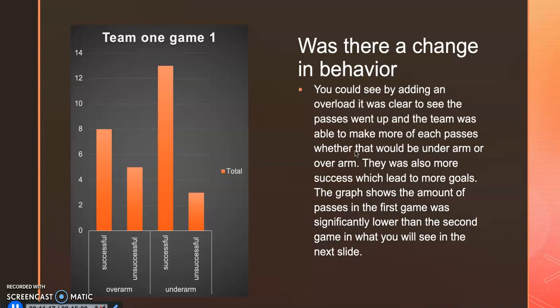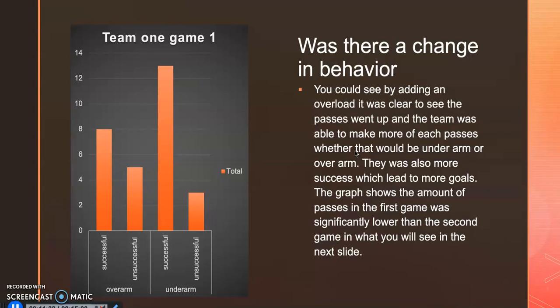So was there a change in behaviour? So what you can see is from game one. So there was a change in behaviour, is what you'll see in the next slide. So this is game one. There were only 13 successful underarm passes and a overarm. So that's only 21 successful passes out of 29. Yes, it's a high success rate, but we wanted more. We wanted to make it more.